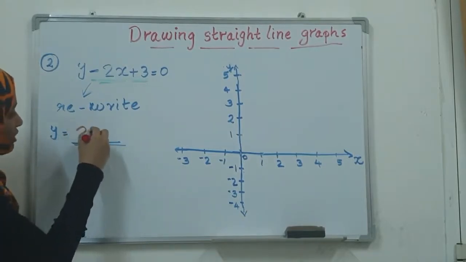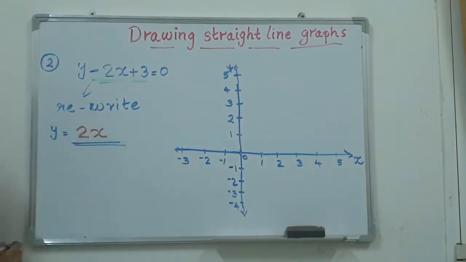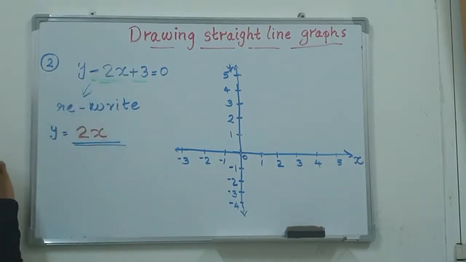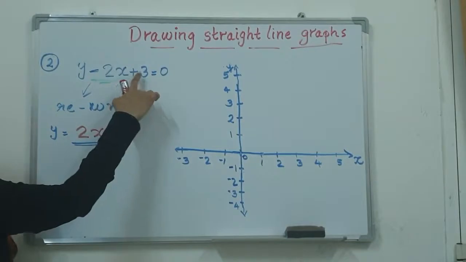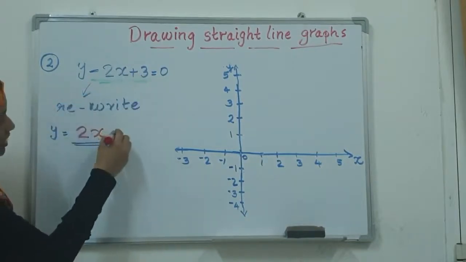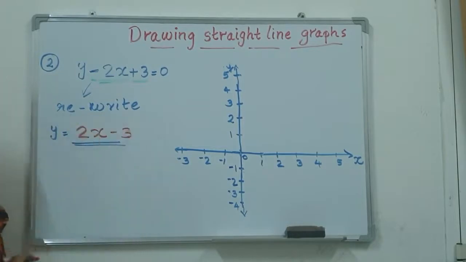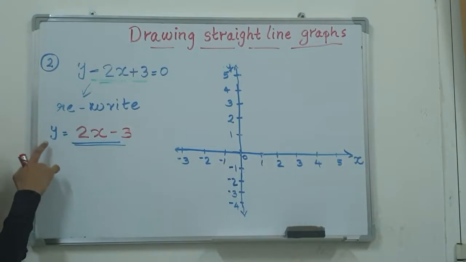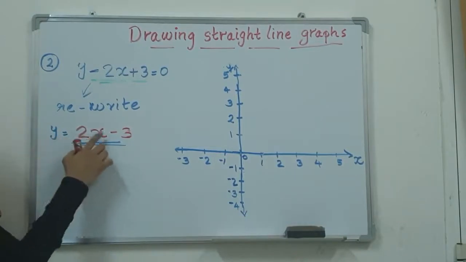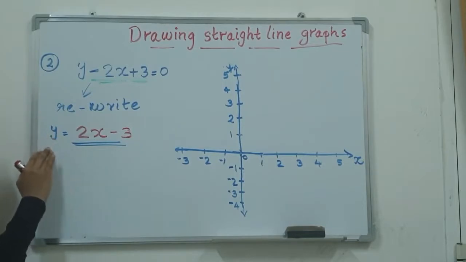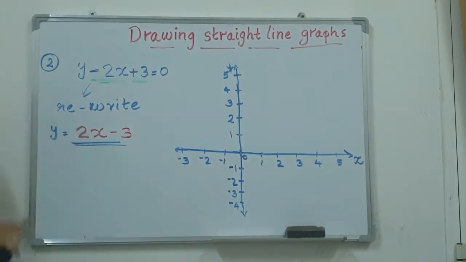So minus 2x becomes plus. The sign gets the opposite, which becomes plus, and here it's plus 3. So by changing it, it will become minus 3. After rearranging the equation, you can see that y equals 2x minus 3. This is the form where the relationship between x and y is shown directly, which means explicit form.